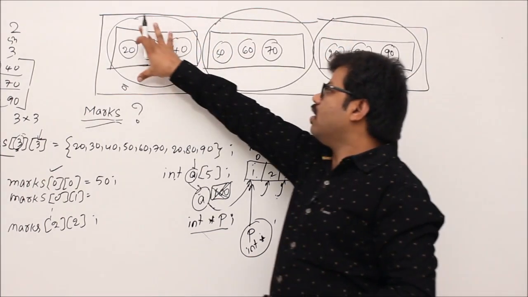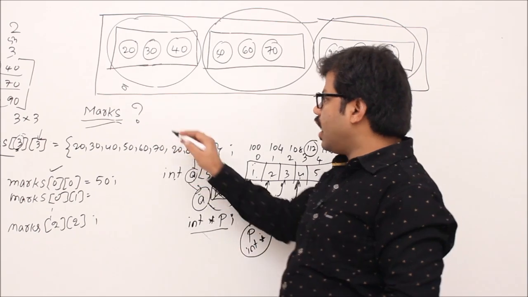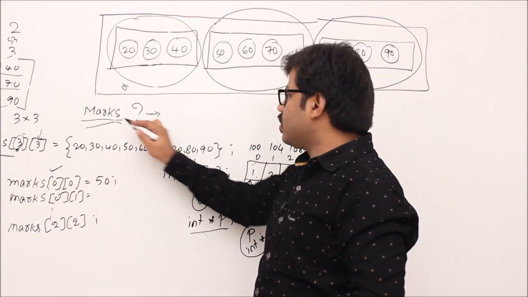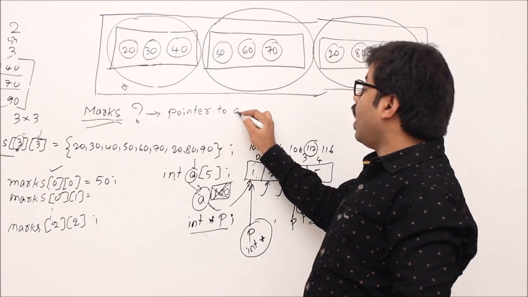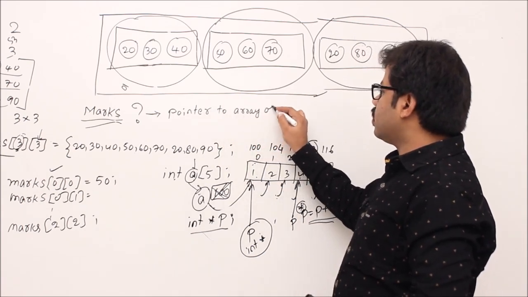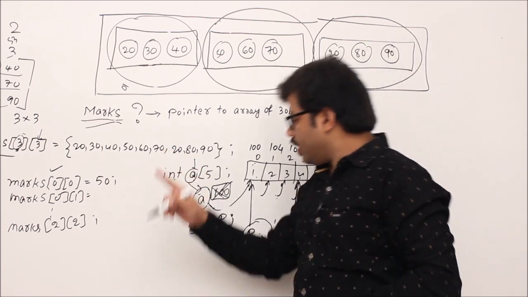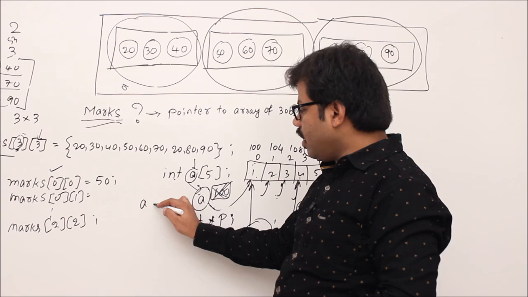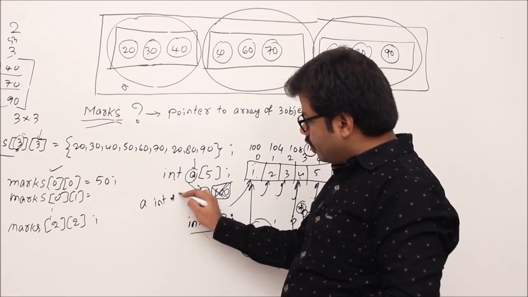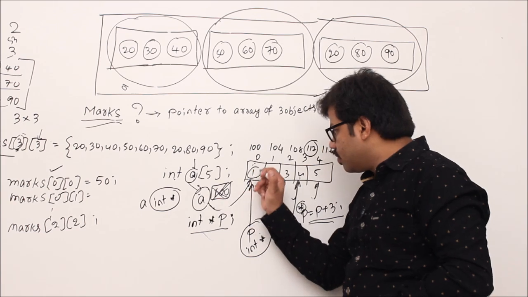What is each circle? That circle is an array of 3 objects. So marks can be imagined as a pointer to an array of 3 objects, that you should understand. But don't get confused with this one. Then what is a here? A is an integer pointer. That's the difference, because the objects for a are integers.